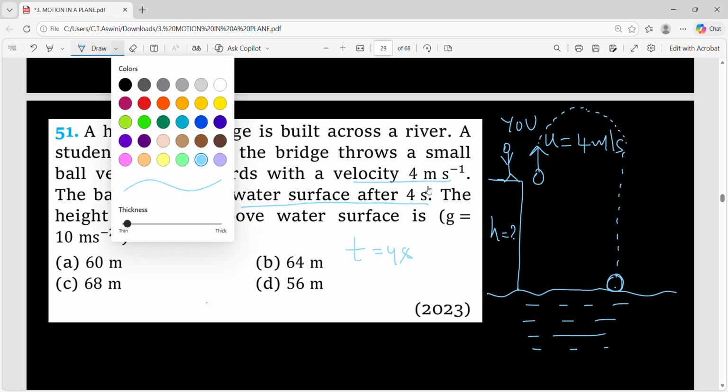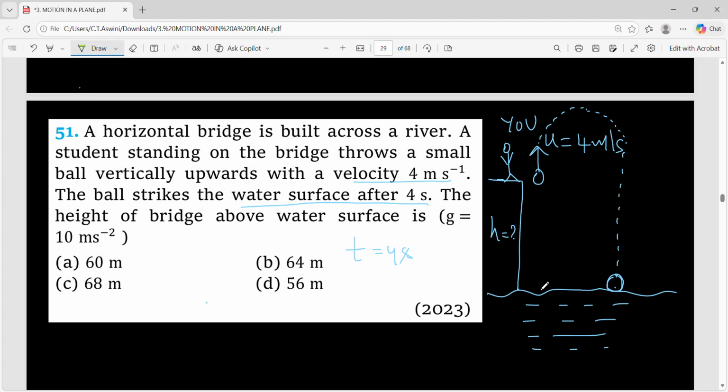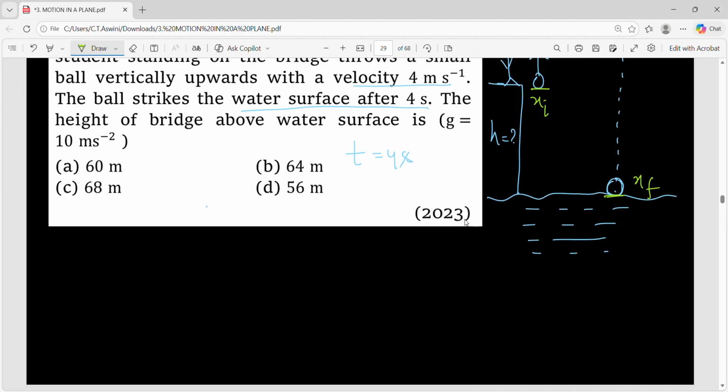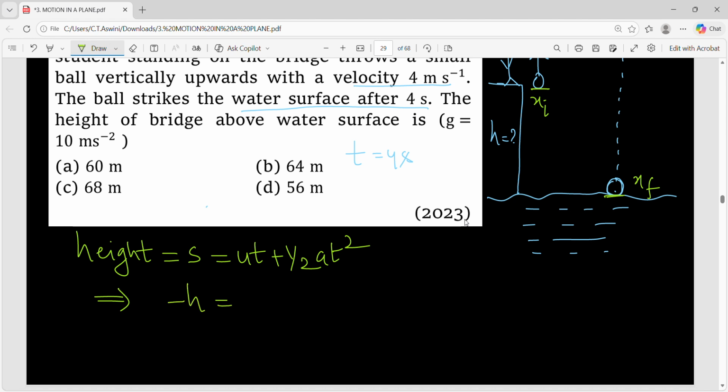You have to find this height. How do we find the height of the bridge? See the question carefully. Initial velocity is available, time is available, and these are the positions. This is x initial, this is x final, final position. Can I say now this height is nothing but displacement of the ball? So height of the bridge is nothing but the displacement, and displacement is what? Ut plus half a t square. Now if you see, displacement is negative because the final position of the ball is below the initial position. So I'll write it as minus h.